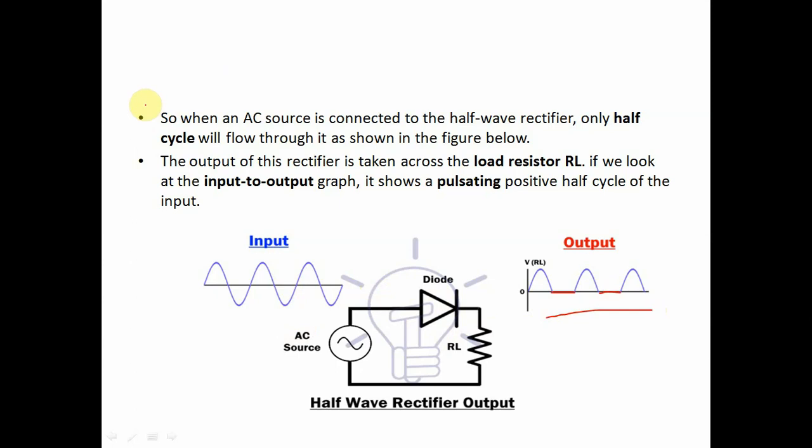The conclusion is that the half wave rectifier only works during the positive half cycle, and does not work for the negative half cycle. The output of the rectifier is taken across the load resistance RL. If we look at the input to output graph, it shows the pulsating positive cycle of the input. Only the positive cycles of the input are present, negative cycles are absent. So this is the construction and working of the half wave rectifier.